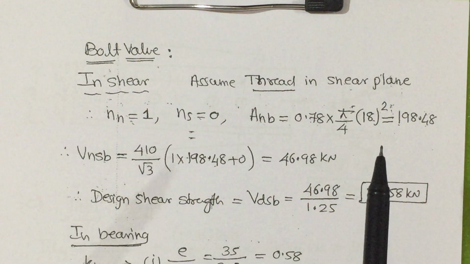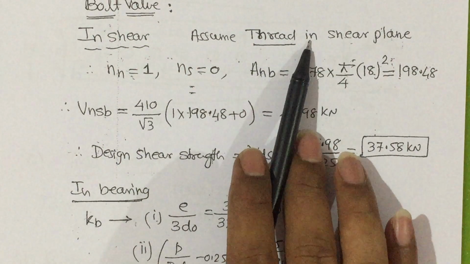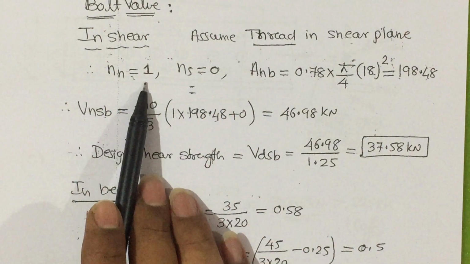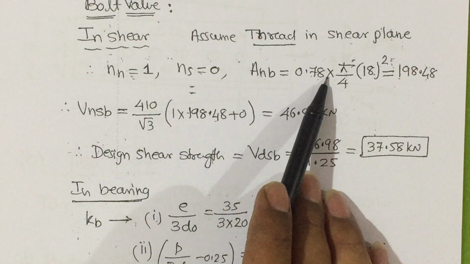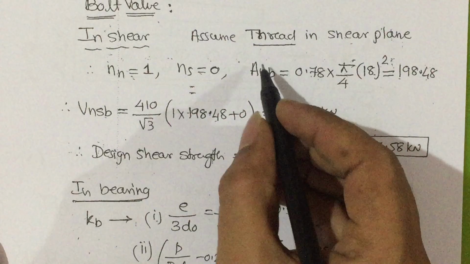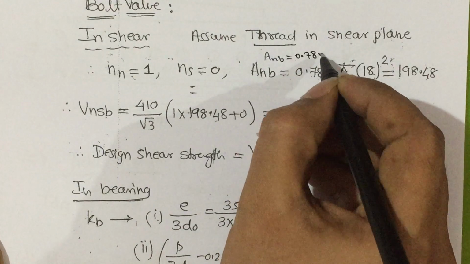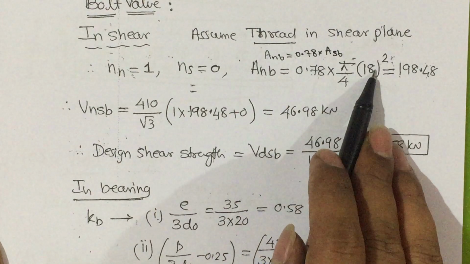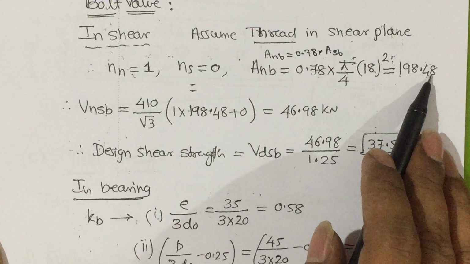Then we need to determine the bolt value. First check in the shear. In shear, assume thread in the shear plane. Therefore Ns will become 0, Nn will become 1. Therefore Anb is given by 0.78 times Asb. Asb is given by pi d square by 4, where d is the diameter of the bolt. So Anb we are going to get as 198.48.